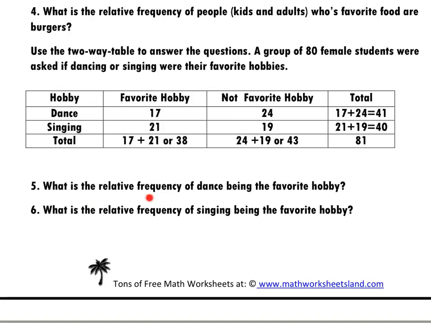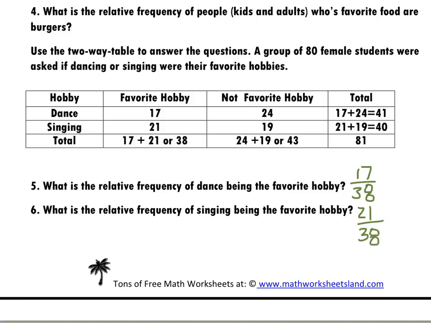So what is the relative frequency of dance being the favorite hobby? All right, so here's the favorite hobby, 38, and 17 of those are dance. And that fraction cannot be reduced. What is the relative frequency of singing being the favorite hobby? In this case, the favorite hobby again is 38, and 21 of those it is singing. So it would be 21 over 38.